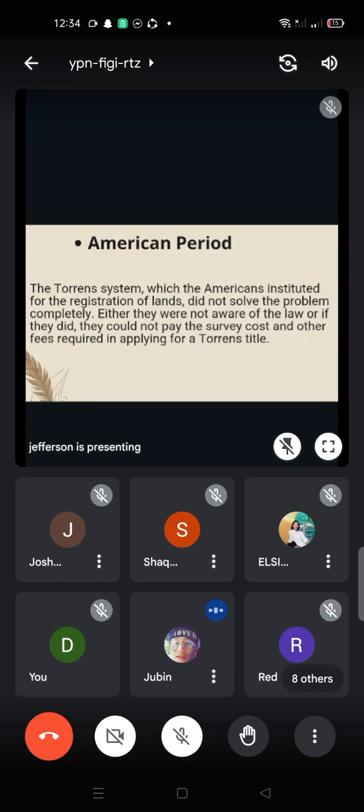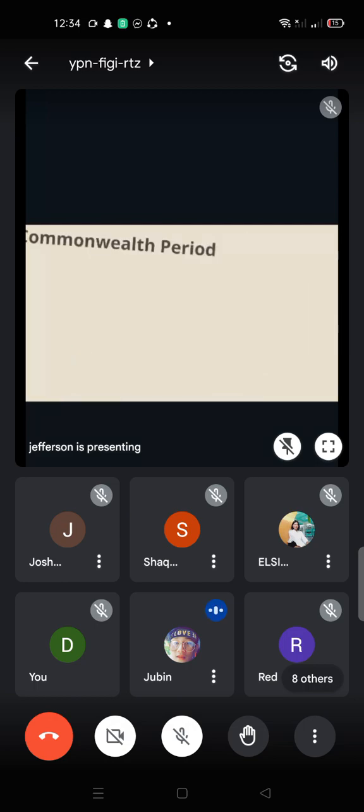The Torrens system which the Americans instituted for the registration of lands did not solve the problem completely. Either they were not aware of the law, or if they did, they could not pay the survey costs and other fees included in applying for a Torrens title. Next.